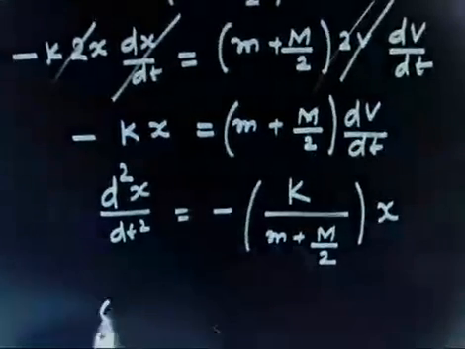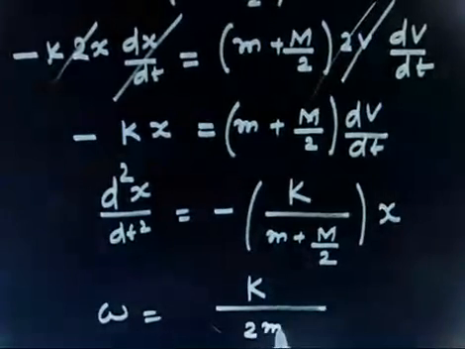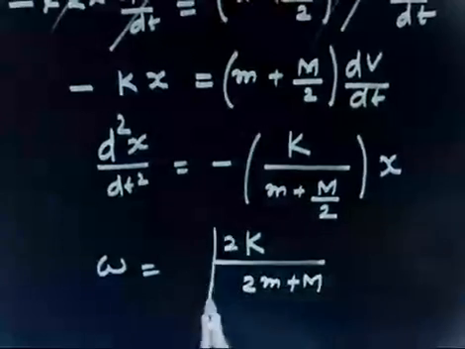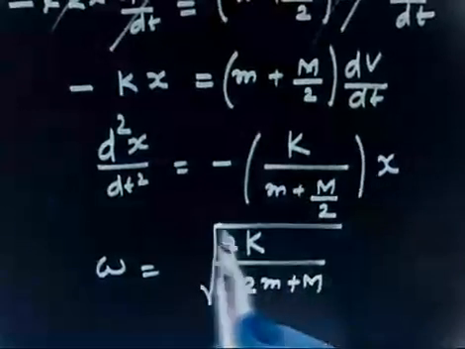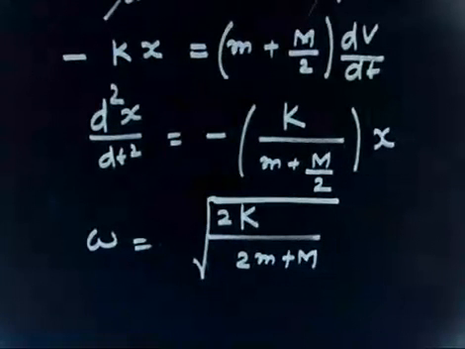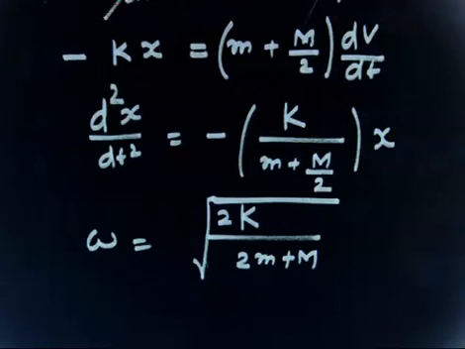So omega will be in this case k by 2m plus m, and this 2 goes on the top, and if I take the root, this is my omega. So this is the time period for this motion. If I consider the energy consideration, we get the same time period. Omega we are getting the same, either way you do. Now the only important point we have in the energy consideration method is taking the potential energy of the small mass as 0.